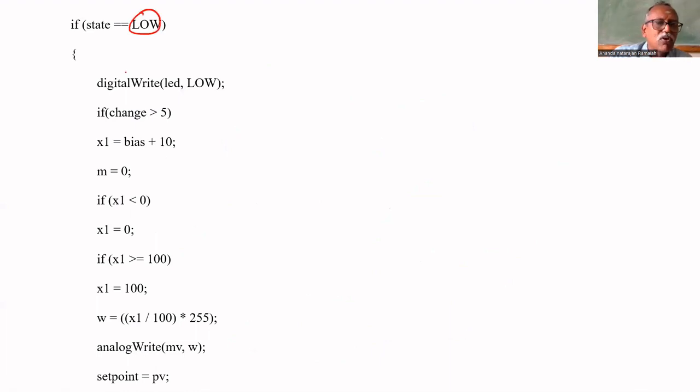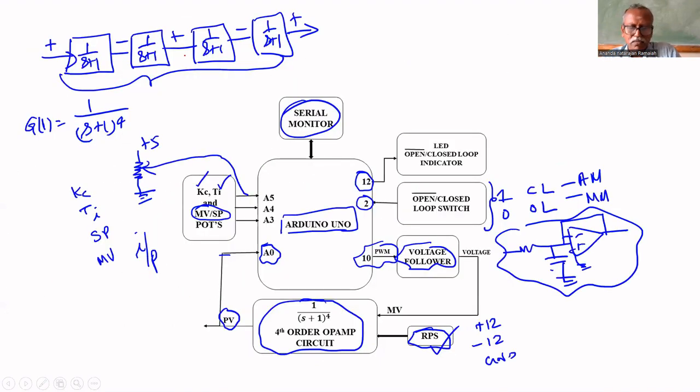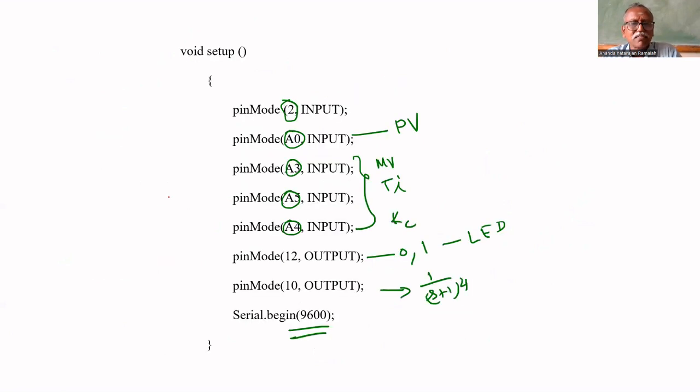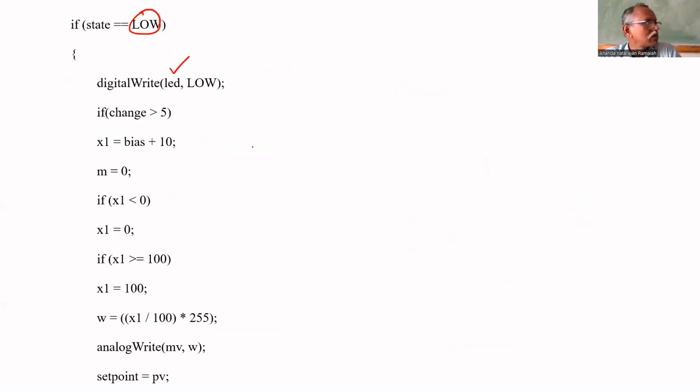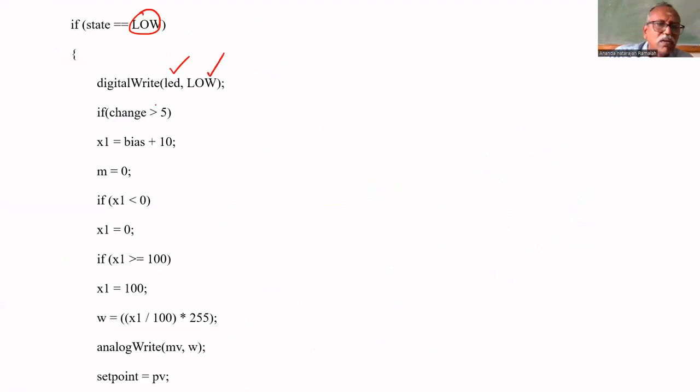Now, if state equal to LOW, that means open loop. Open loop means we have to turn off the LED. That LED is on which port? 12, I think. Yes, on the 12th pin we are writing the output LOW, so the LED will be turned off.